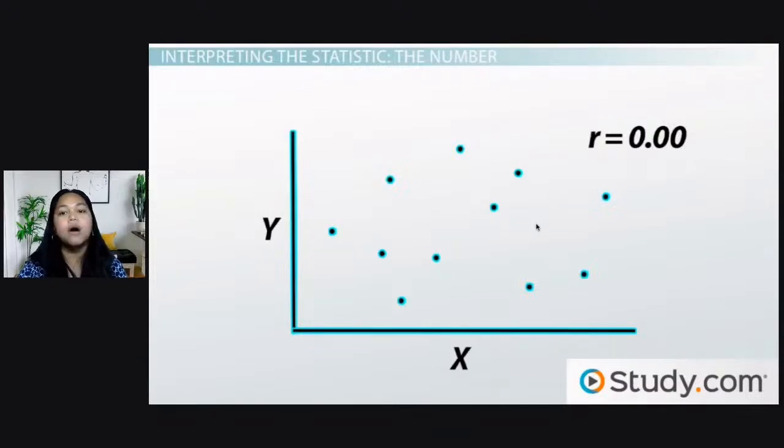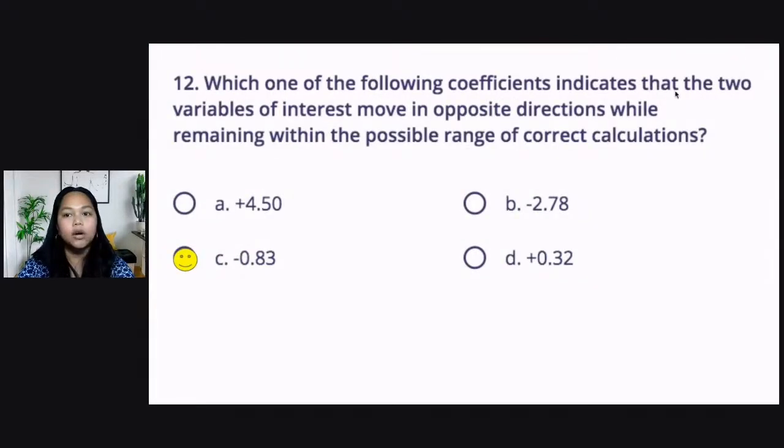Kasi scattered siya. Now, as the relationship becomes stronger, these dots would merge. These dots would come together until such time na po pwede kang makagawa ng linya. Pag positive yung correlation nila, it's a diagonal line pointing upwards. If negative yung correlation nila, then it is a diagonal line pointing downward. Sabi kasi dito, indicates that the two variables move in opposite. Okay, in opposite relation or opposite direction. And so we are looking for negative sign.